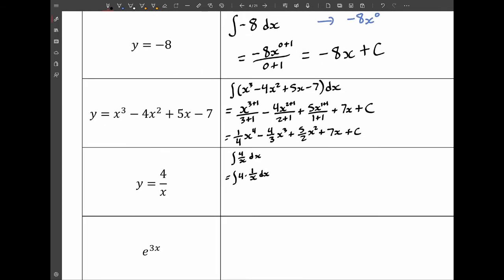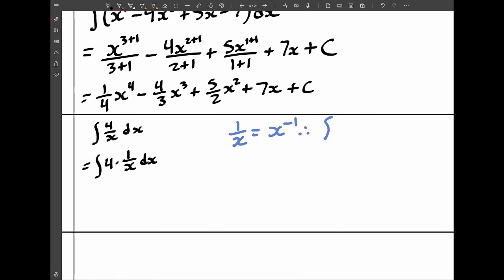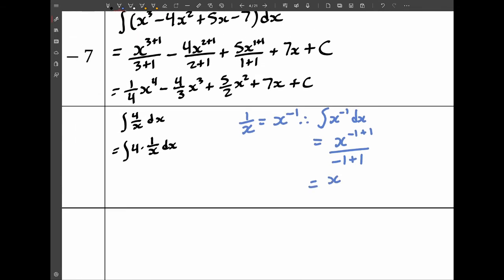Now, here's something we need to take note of. If we try and use our little power idea, you might be really tempted to just rewrite 1 over x as x to the -1, which, of course you can, but then you might be tempted to say, oh, well, then the integral of x to the -1 dx is equal to x to the -1 plus 1 all over -1 plus 1. But you might notice a problem there. That gives us x to the 0 over 0. Can't divide by 0.